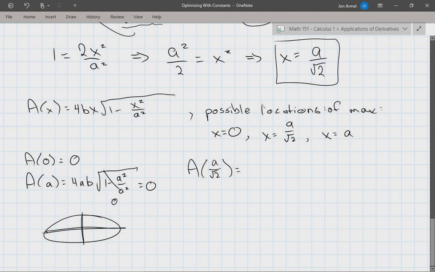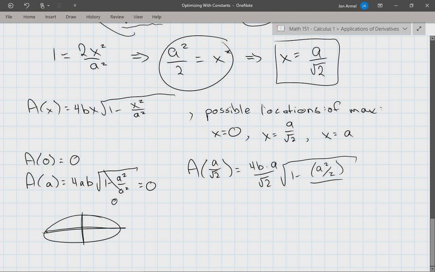So we plug it in, we get 4b times a over root 2 times the square root of 1 minus a over, well, I actually know what x squared is, right? I already found x squared. It's a squared over 2, so we'll just do a squared over 2 over a squared. And that's not looking so bad. Maybe we'll clean it up a little bit so I can multiply by root 2 over root 2 to rationalize the denominator. And then the 2 is going to cancel with the 4 to make a 2.